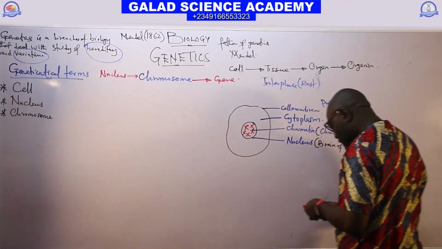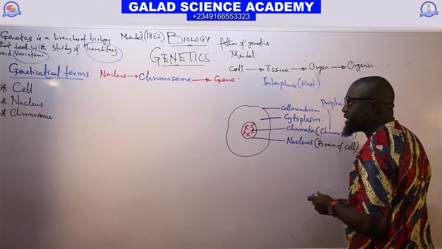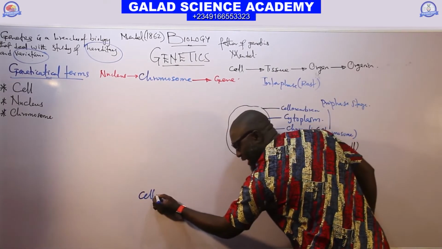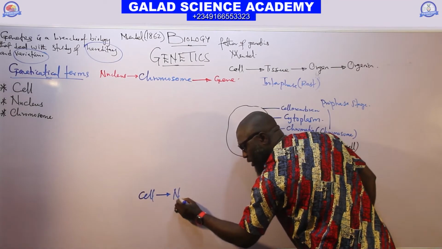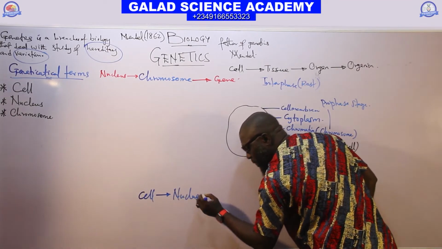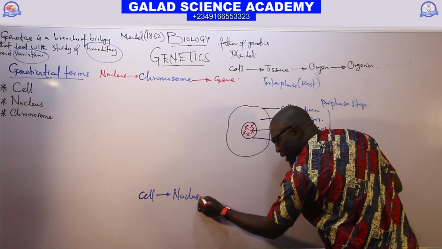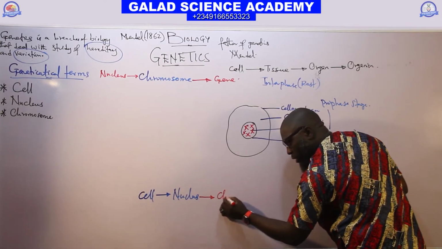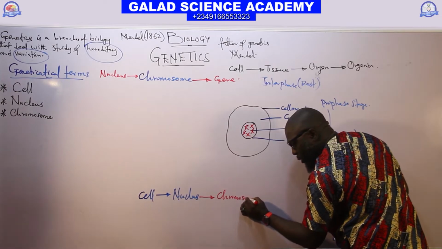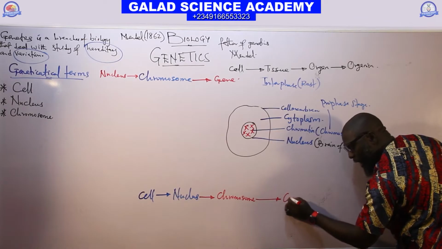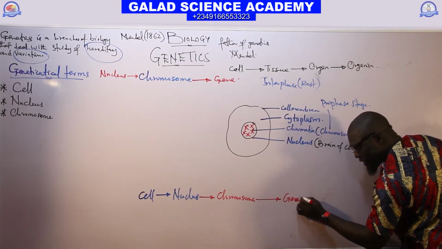Let me draw the chain like this. We have cell. In cell, we have nucleus. Inside the nucleus, what do we have? We have chromosome. Inside the chromosome, what do we have? We have gene.